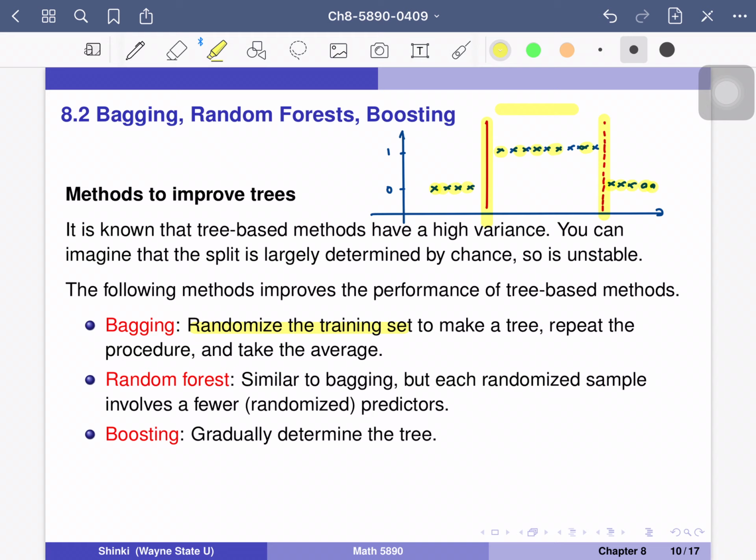The idea is to randomize the training set to make a tree, repeat the procedure and take the average. A tree gives a highly discrete, not continuous, separation of the data. But if you just change your training set a little bit and take the average, then we can get a smoother boundary.